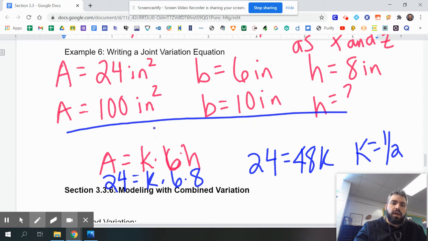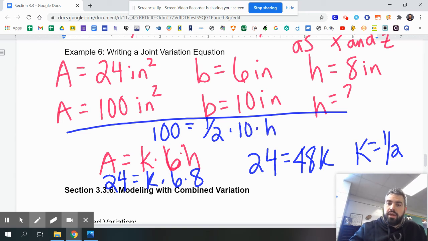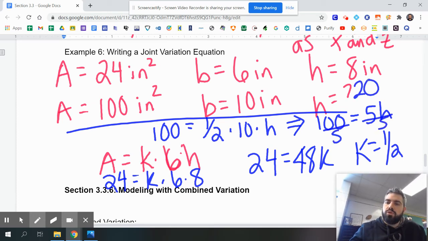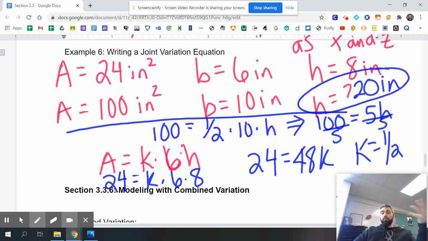Okay, so now that we know what k is, now we can use that to solve our missing h right there. So we're going to say 100 is equal to 1/2 times 10 times h. Okay, and so then when we simplify a little bit, we get 100 is equal to 5 times h. We divide by 5. We divide by 5. We find that h is equal to 20 inches. Okay, so that's where there are multiple values in there that we can actually use to solve. Okay, very good.